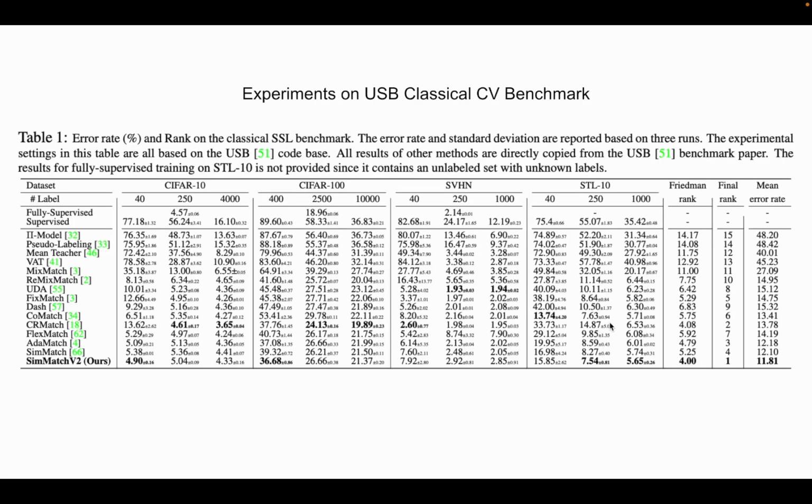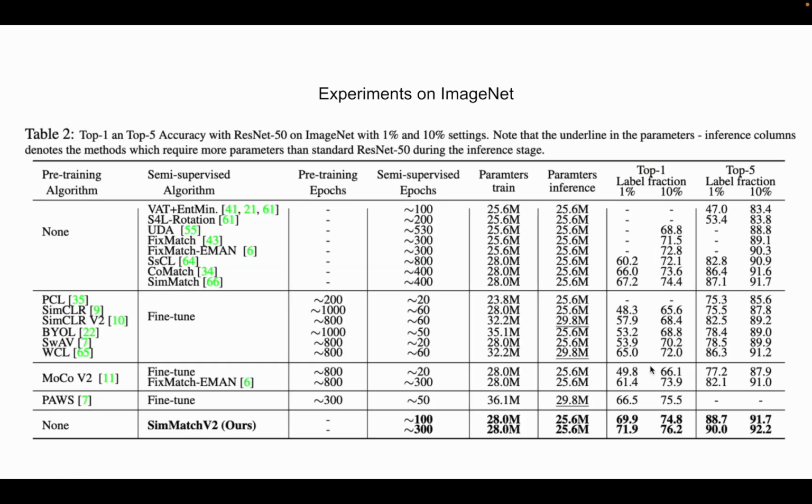And here is the result on the USB classical CV benchmark. We can see that we achieved the highest Friedman rank and the lowest mean error rate. And here is the experimental result on ImageNet. We also got the SOTA performance.